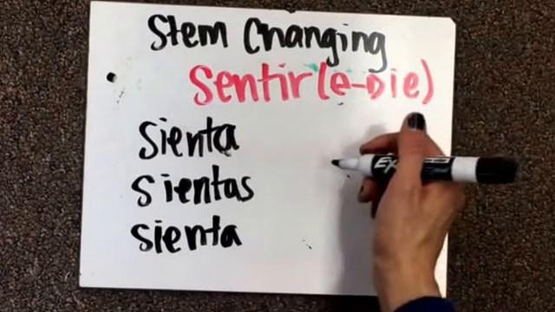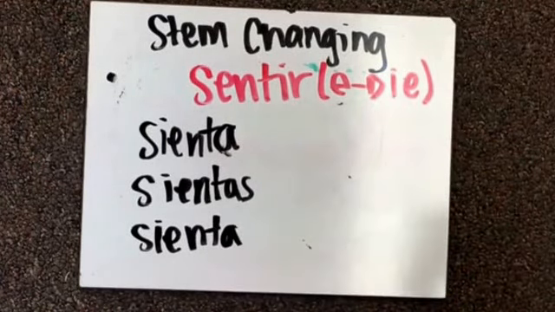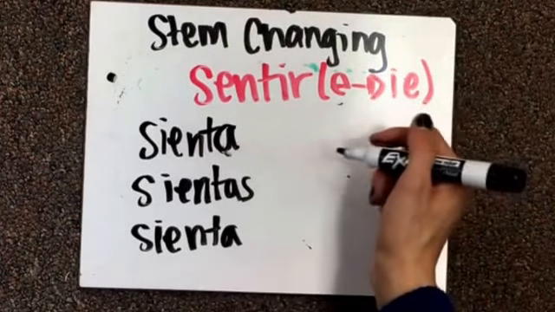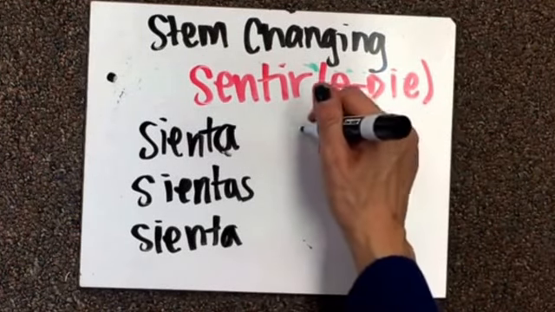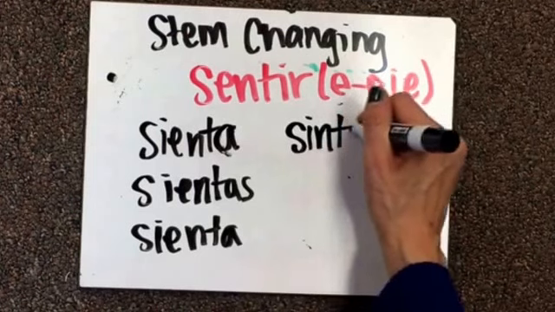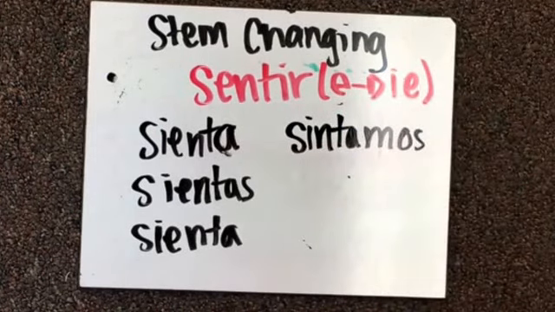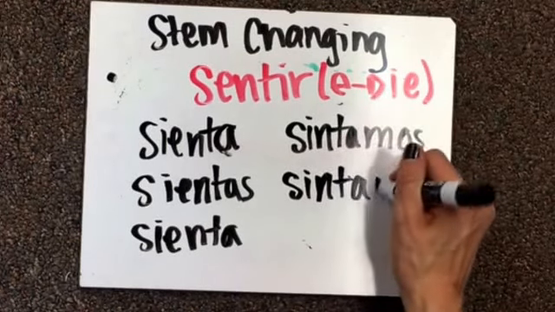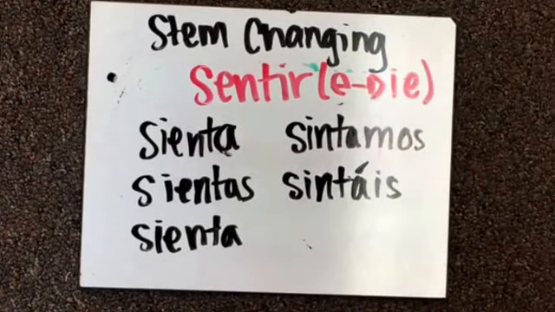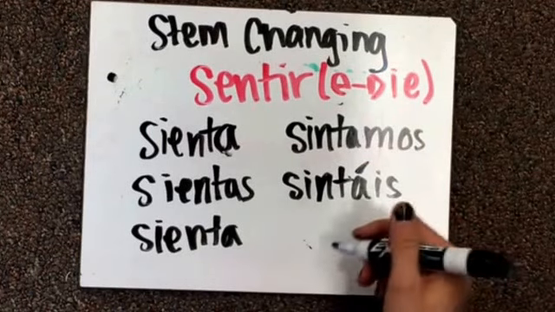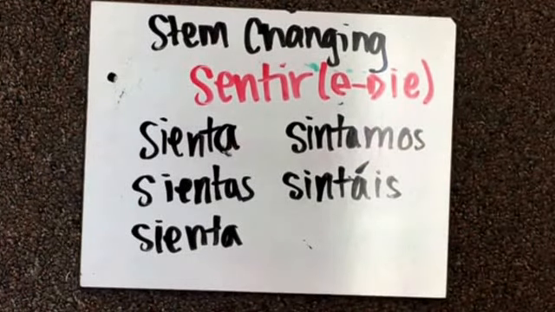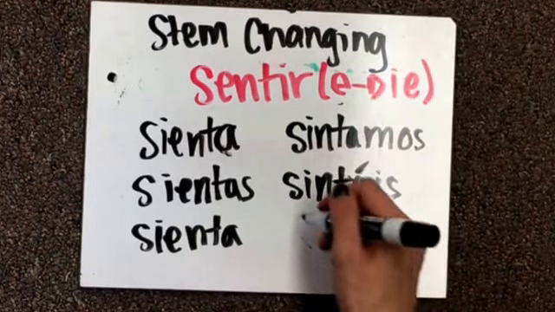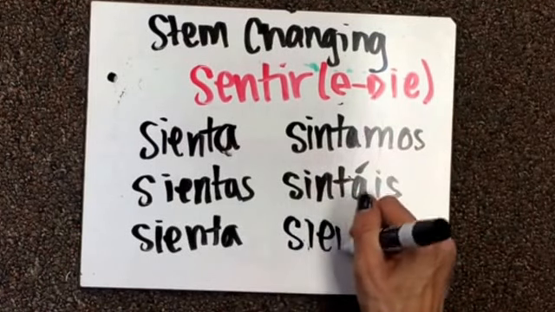So now I've gotten to the nosotros form, and I need to remember that it's only going to stem change 1 to 1 in the nosotros and the vosotros forms. So that means that it stem changes from E to I, and we get sintamos. If we want to do the vosotros form, we get sintáis. And lastly, we go back to stem changing for the ellos, ellas, ustedes form of the verb, and we get sientan.